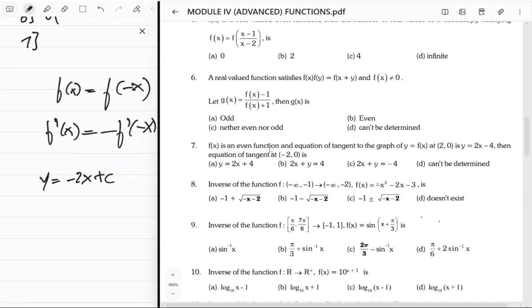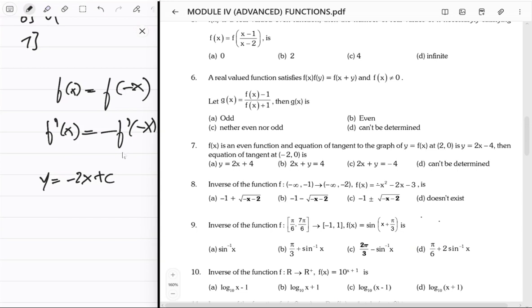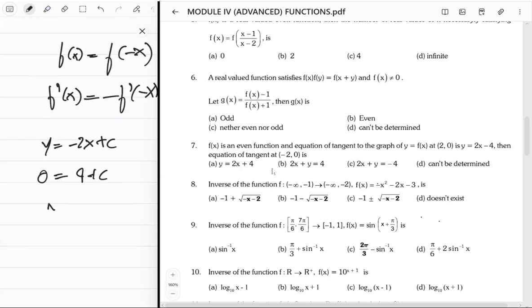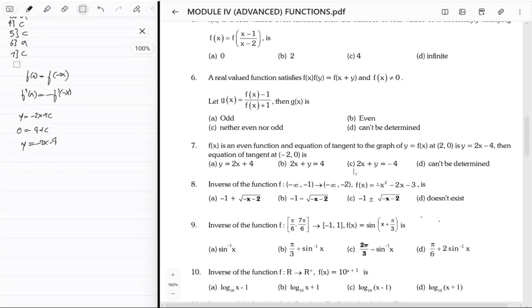Since the point (-2, 0) sits on this line, you can figure out what c is. Put (-2, 0) in this: 0 is equal to 4 plus c, so c is equal to negative 4, and y equal to negative 2x minus 4. That's the tangent. So basically 2x plus y plus 4 equal to 0. Both work. C should be the answer. Cool. Next.